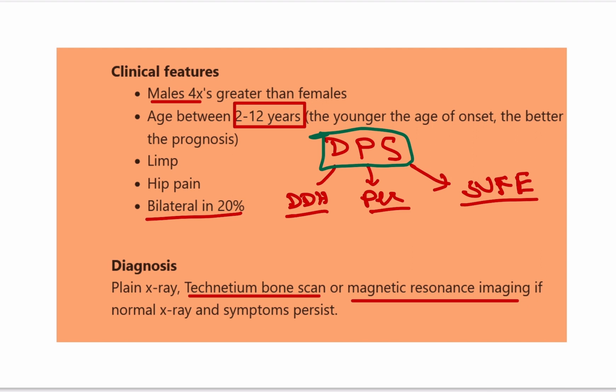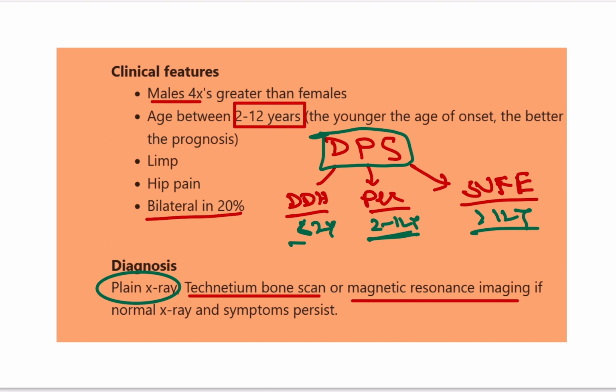In case of DDH, the age group is usually less than 2 years, Perthes is 2 to 12 years, and when it is more than 12 years, usually it is SUFE. So this age group is very important in answering the question. The diagnosis is usually visible on plain x-ray, but sometimes it is not visible on the plain x-ray, and the clinical features do not improve.